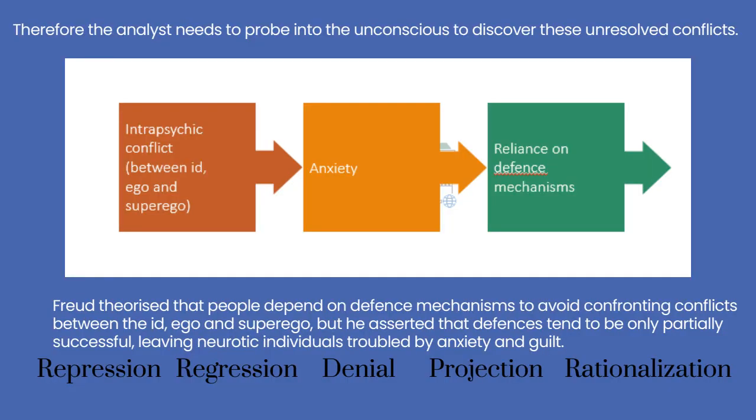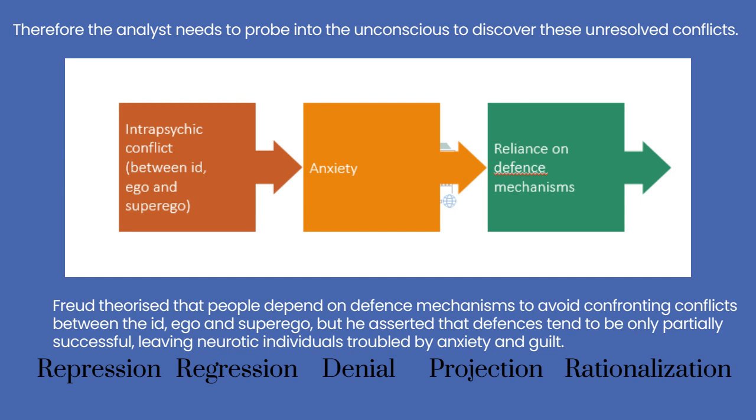So therefore, his role and the role of people who continue in this particular way of treating people is to probe the unconscious through talk, and through things like free association and the interpretation of dreams. Once those things come to the surface, they can then start to be resolved. So it's the conflict between the id, the ego, and the superego that causes anxiety, and then people have a reliance on defense mechanisms to help them cope with that anxiety.